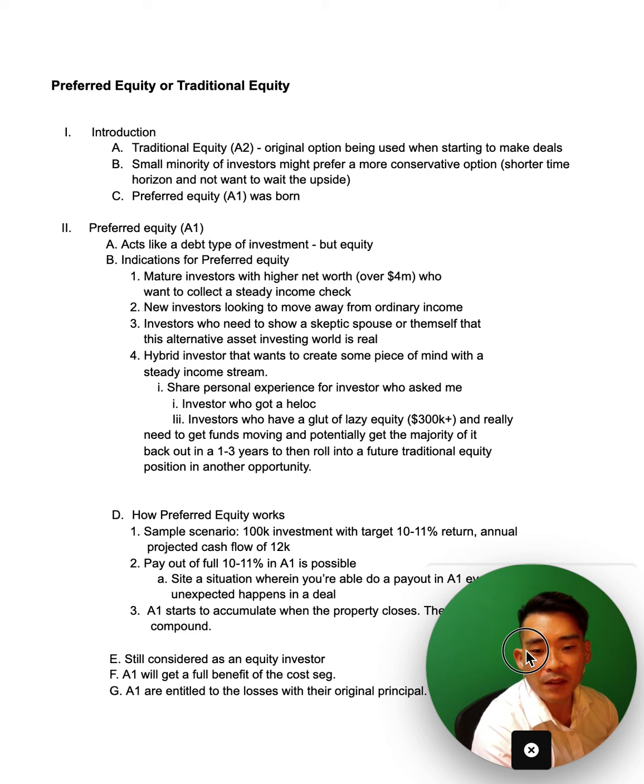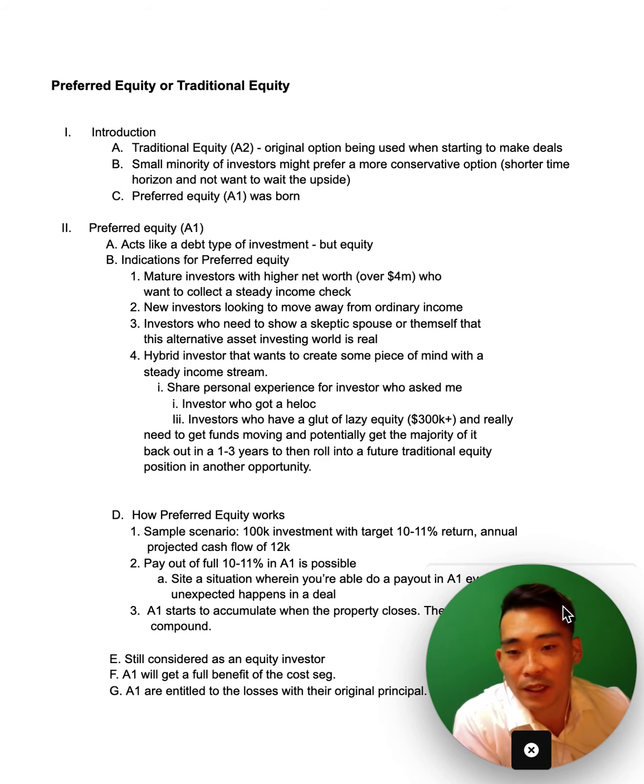And maybe stick to the end. There's some advanced stuff for some more experienced investors. Maybe this is the tool for the job in a certain situation. But yeah, let's get started here.